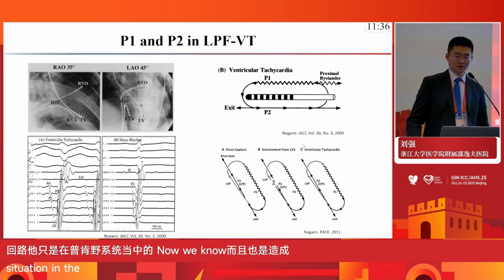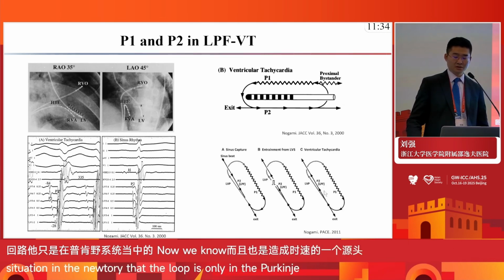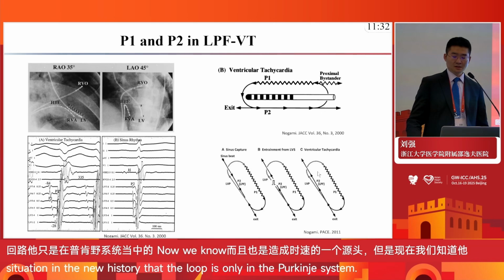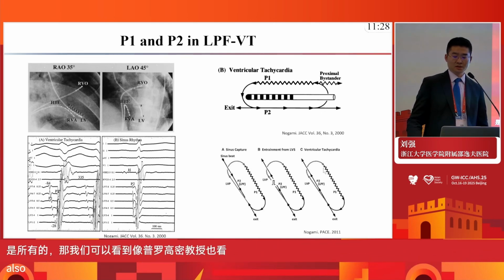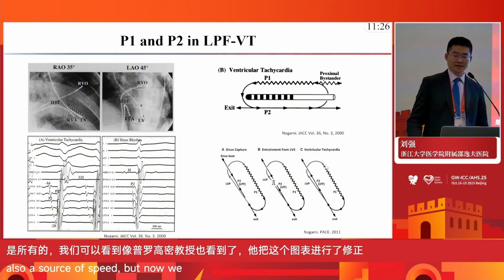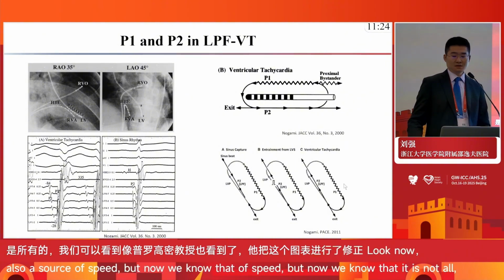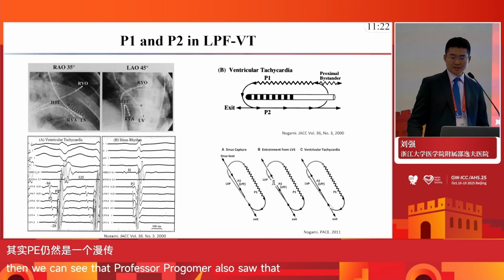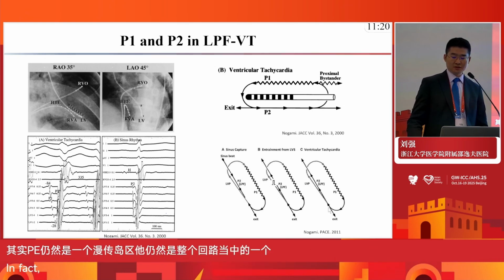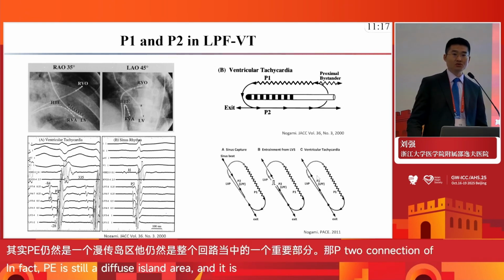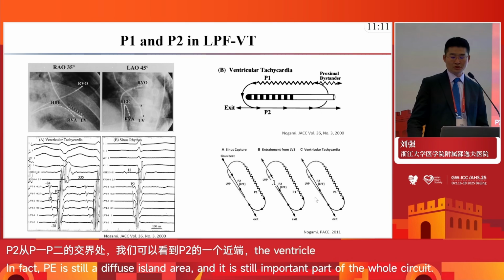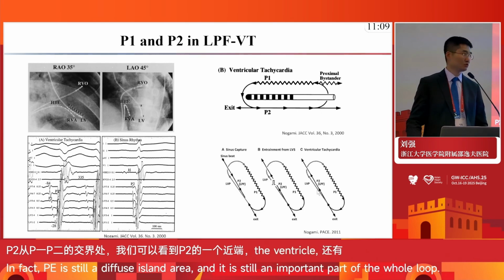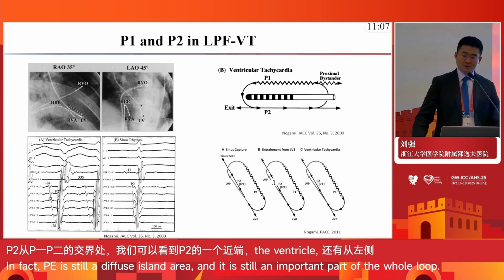So about 10 years ago, Professor Nogami published a review in PACE that changed the diagram. P1 is still the slow conduction zone and the antegrade limb of the circuit. From the connection of P1 and P2, the proximal part of P2 is a bystander, and the ventricle from the left ventricular septum is the retrograde limb of the circuit.